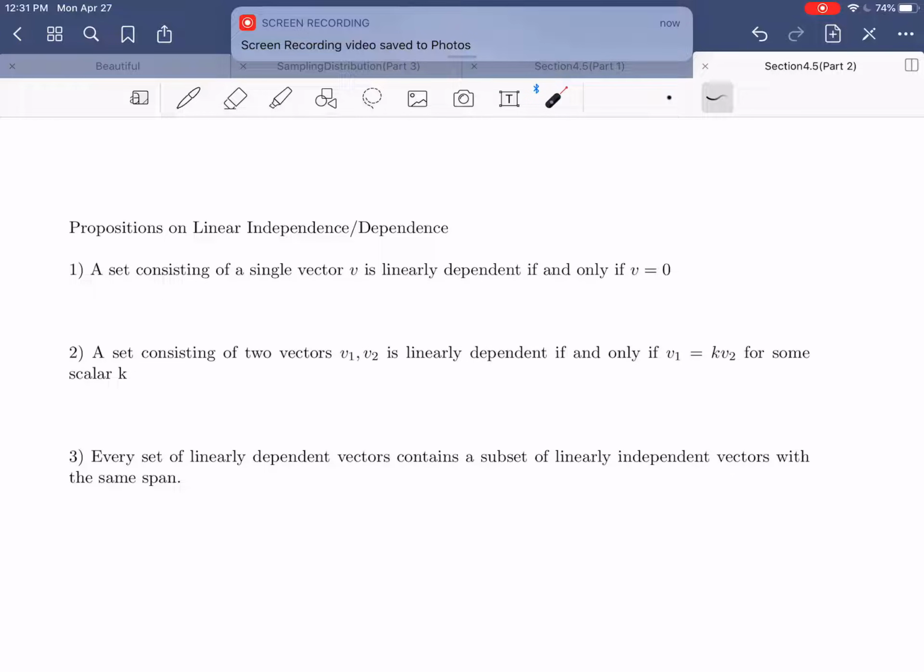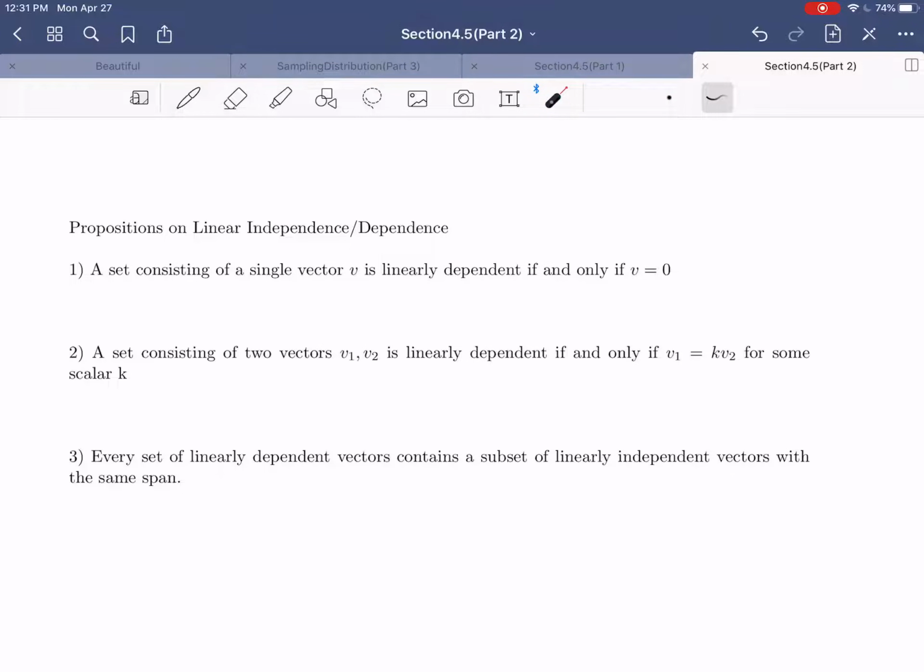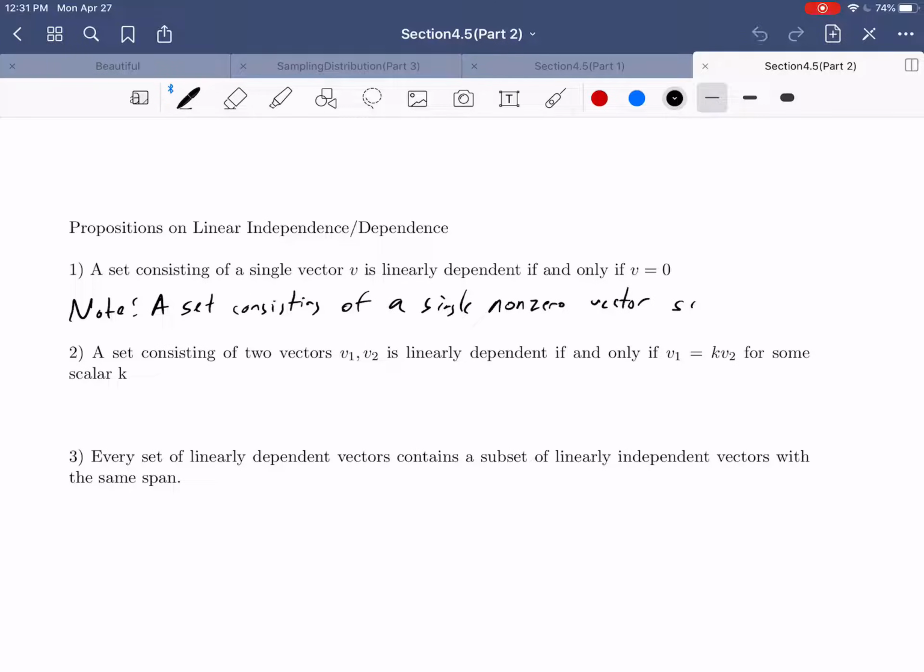So, what that basically is telling us, right, is that you could also phrase this, if we put a note here, note: another way of phrasing this, a set consisting of a single non-zero vector is linearly independent. So what this is basically saying is that we don't normally run into sets that only consist of a single vector, but this tells us how the concept of linear independence and dependence applies. If that set consists of a single non-zero vector, it's linearly independent. If it consists of a single zero vector, then it is linearly dependent.